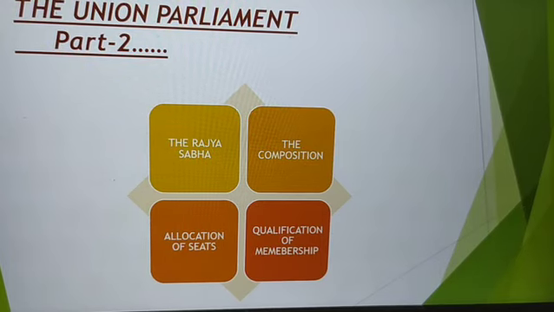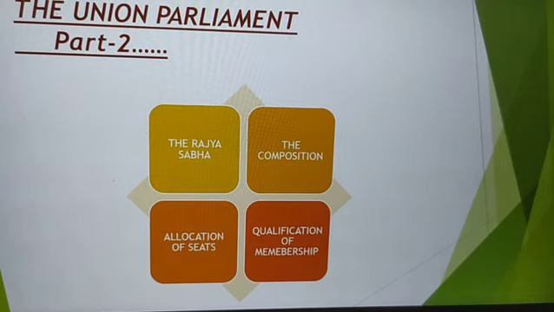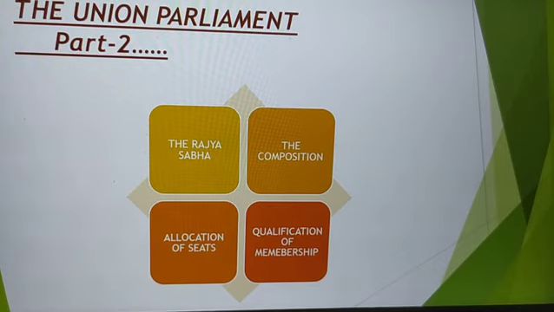Fine. I hope this much is clear. So because of this, the elected members of the Legislative Assembly of a State go and vote for the people who become the MPs of Rajya Sabha. And this is done in accordance with the system of proportional representation by means of single transferable vote. No need to go into detail about this method. It's just that you should know about it.